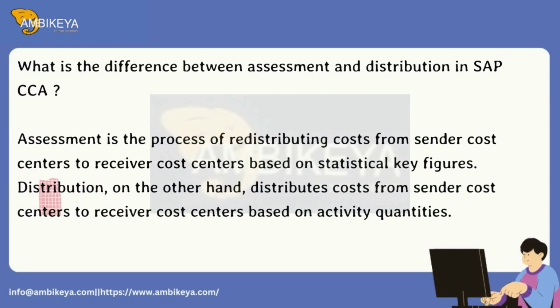What is the difference between assessment and distribution in SAP CCA? Assessment is the process of redistributing costs from sender cost centers to receiver cost centers based on statistical key figures. Distribution, on the other hand, distributes costs from sender cost centers to receiver cost centers based on activity quantities.